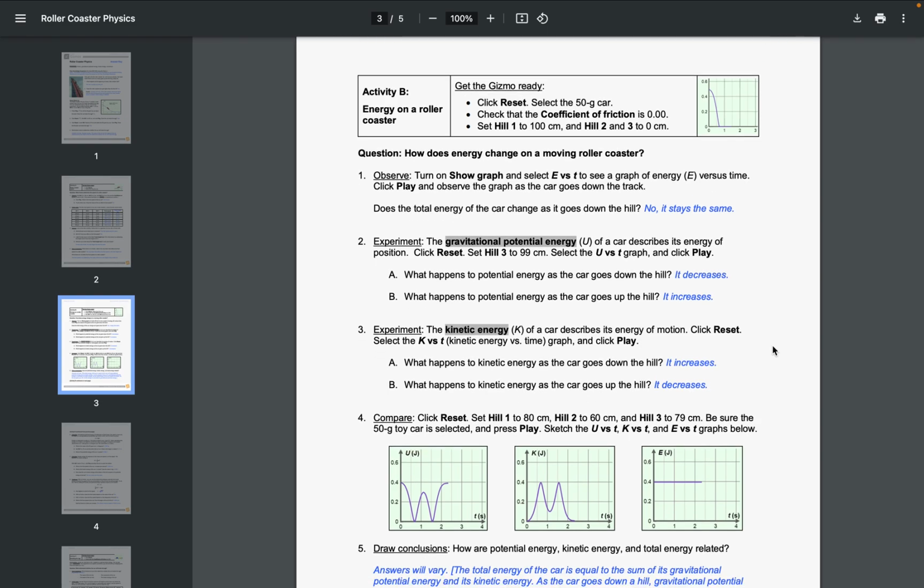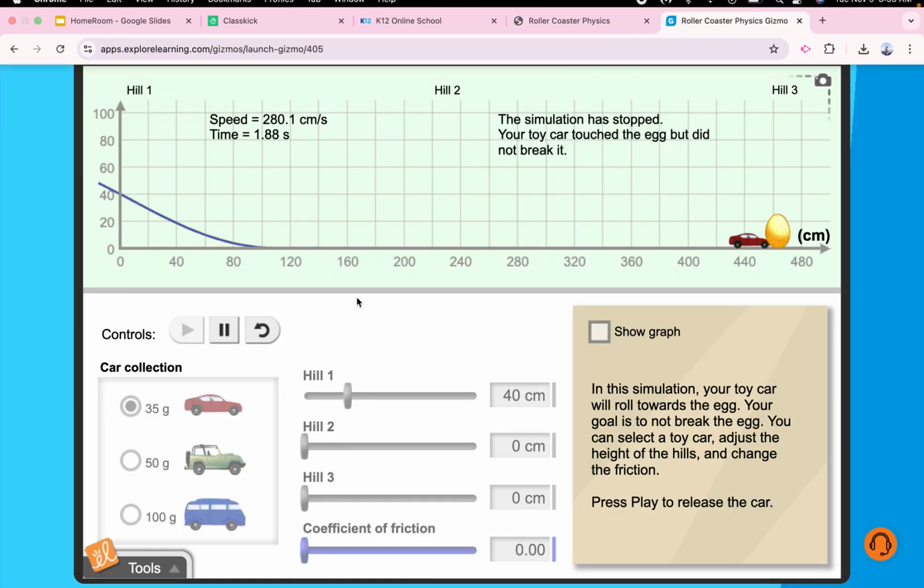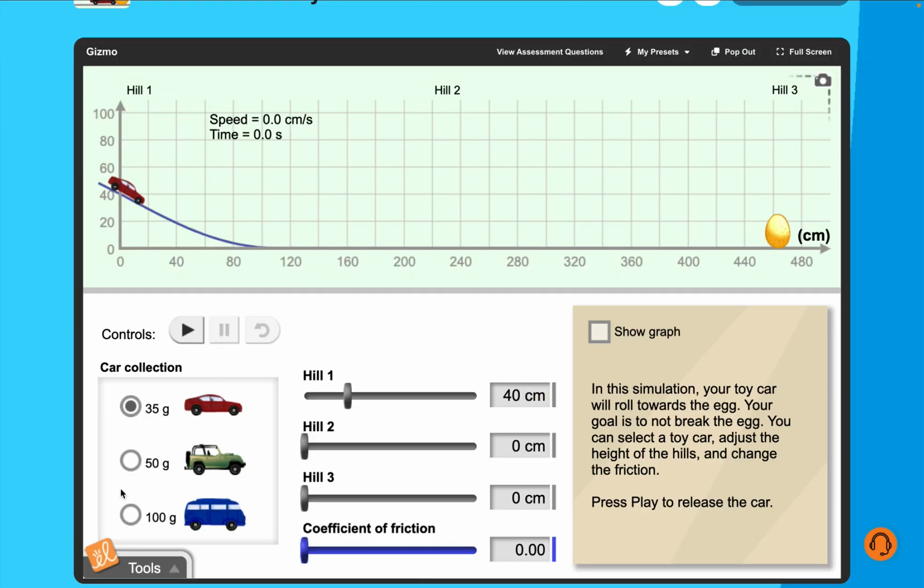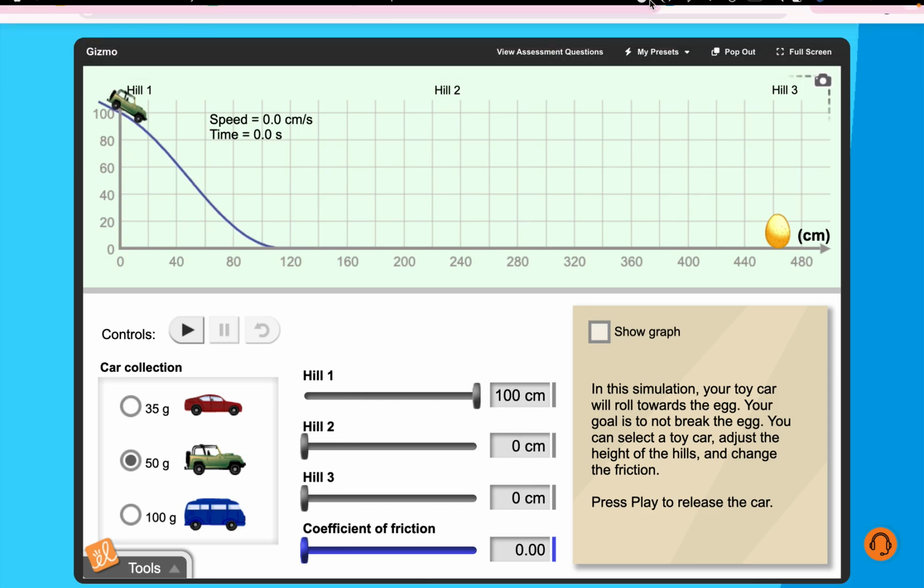Okay, activity B. Now that we have that under our belt, we're going to reset to the 50-gram car. Coefficient of friction is 0. Set hill 1 to 100, hill 2 and 3 to 0. So let's go change our gizmo. We are going to reset it, do 50, 100, 0, and 0.